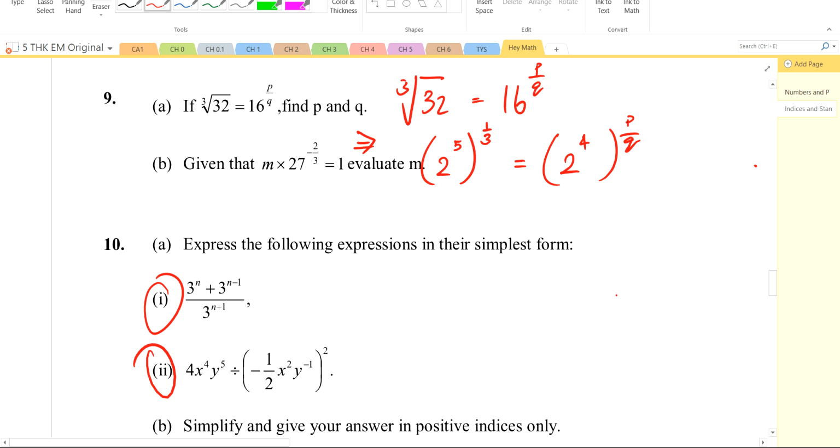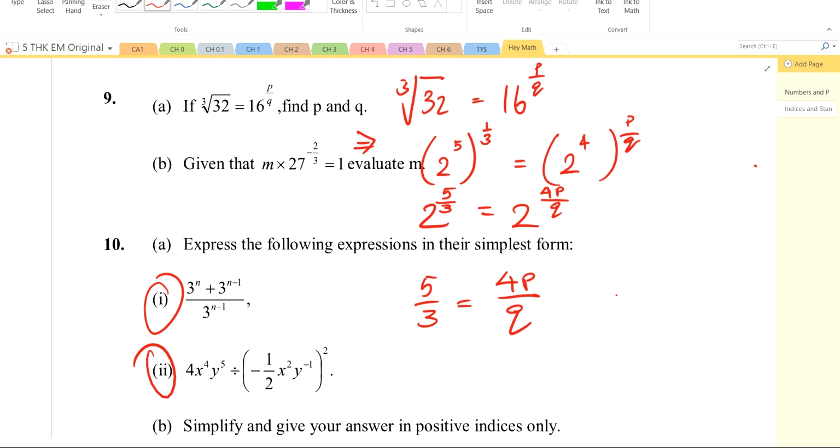Let's compare the powers. So, one more step if you require. Five over 3 is equals to 2 to the power of 4p over q. Now that we have the bases as the same, we are ready to compare the power. 5 over 3 must be equals to 4p over q. Yeah, got 2 unknowns.